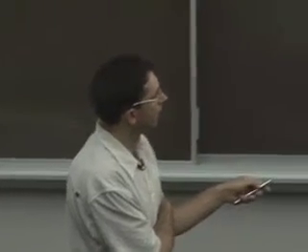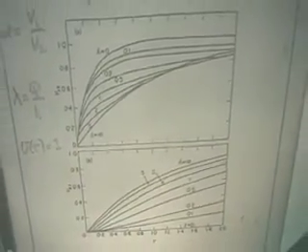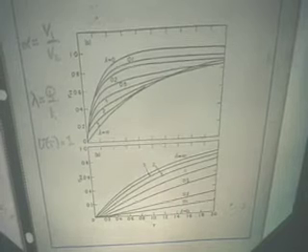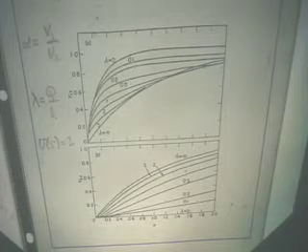So what's the situation where lambda is infinity? What does that correspond to, when you think about what's actually happening? Anybody?